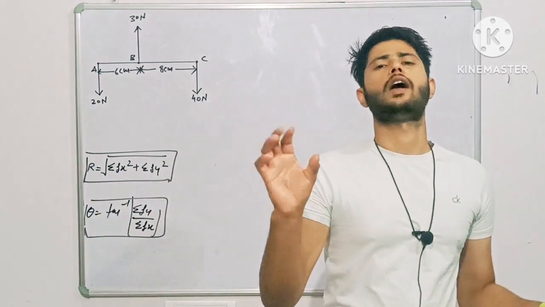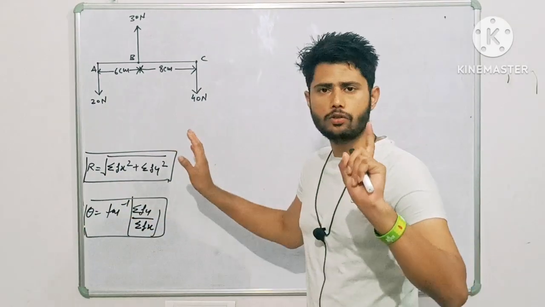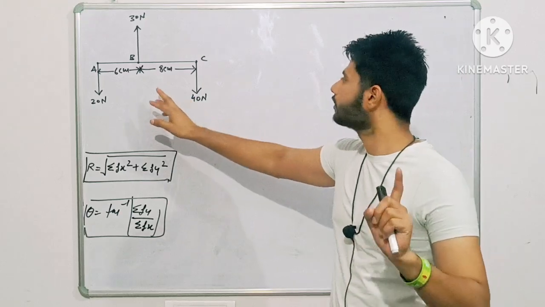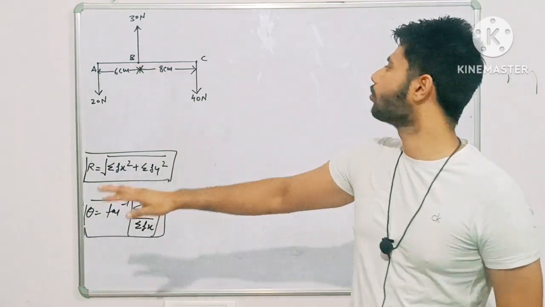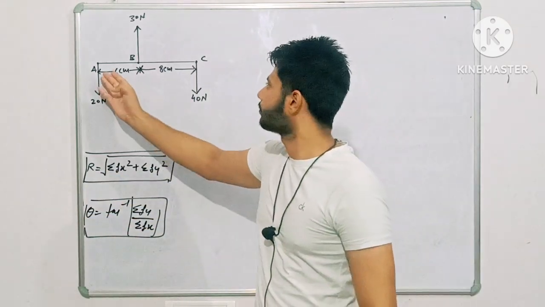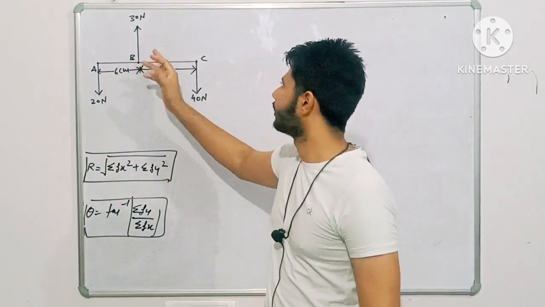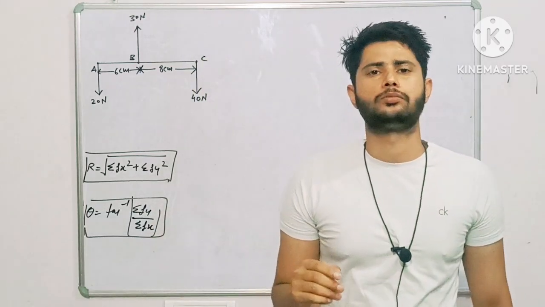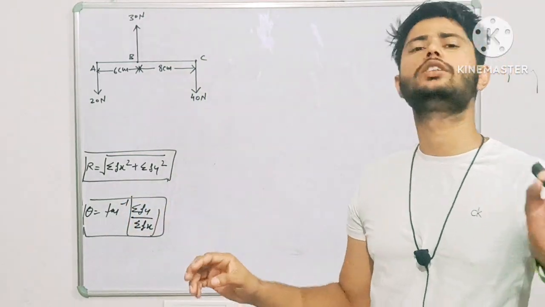We have to do summation of F of x here now. And the first point is why this is non-concurrent, because all the forces are passing through different points. This 20 Newton passes through point A, this 30 Newton through B, and this 40 Newton through C. So this force system is known as non-concurrent.